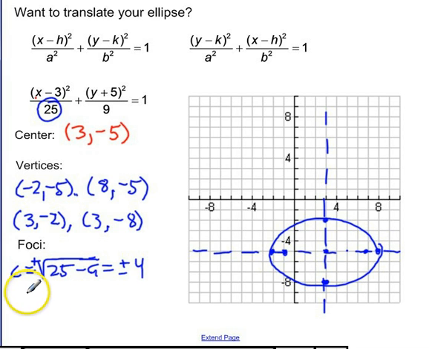There's my ellipse. Let's go ahead and write the coordinates of those foci. So that's going to be at negative 1, negative 5, and 7, negative 5. So that's about as hard as it gets when you're graphing ellipses.